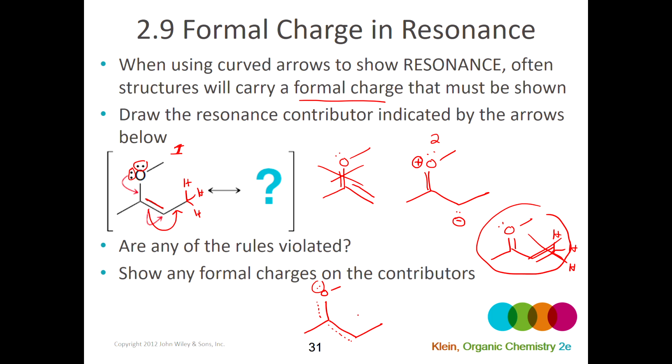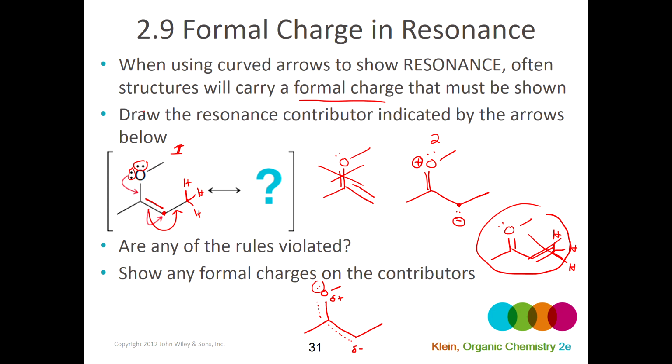And now I have a partial positive on the oxygen and a partial negative on the carbon. Why partial? Well, again, I'm averaging the charge existing on this contributor with the charge existing on the other contributor. The oxygen's real charge is somewhere between 0 and +1, which is a partial positive. And the carbon's real charge is somewhere between 0 and -1, which is a partial negative.